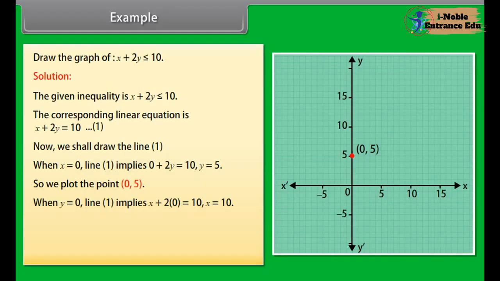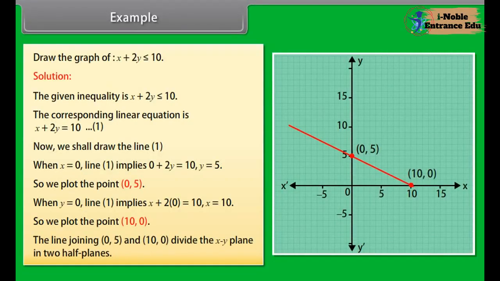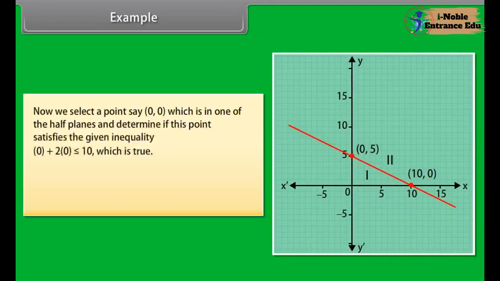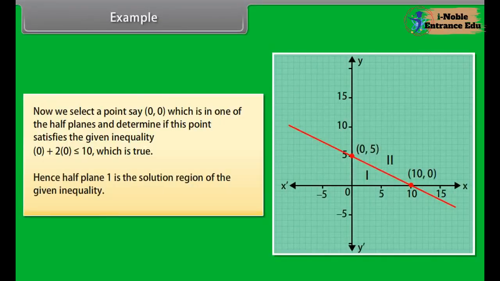The corresponding linear equation is x plus 2y is equal to 10. Name it as line 1. Now, we shall draw line 1. When x is equal to 0, line 1 implies 0 plus 2y is equal to 10, so y is equal to 5. So, we plot the point (0, 5). When y is equal to 0, line 1 implies x plus 2 into 0 is equal to 10, so x is equal to 10. So, we plot the point (10, 0).